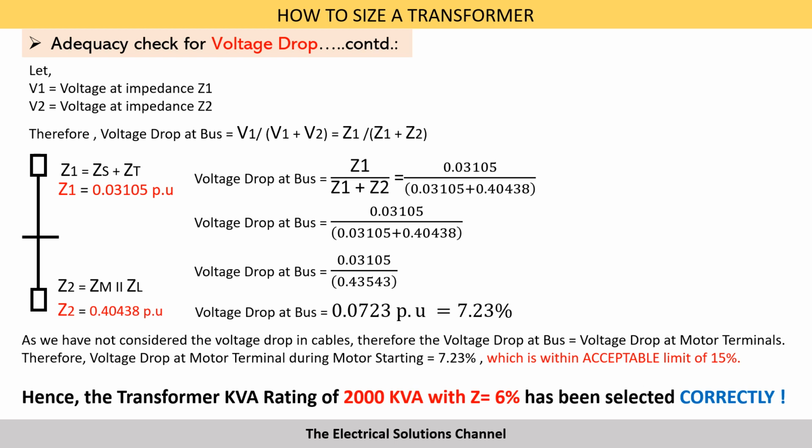As we have not considered the voltage drop in cables, therefore the voltage drop at bus is equal to the voltage drop at motor terminals. Therefore, voltage drop at motor terminals during motor starting is equal to 7.23%, which is within acceptable limit of 15%. We can therefore conclude that the transformer kVA rating of 2000 kVA has been selected correctly with respect to voltage drop during starting of the largest motor.